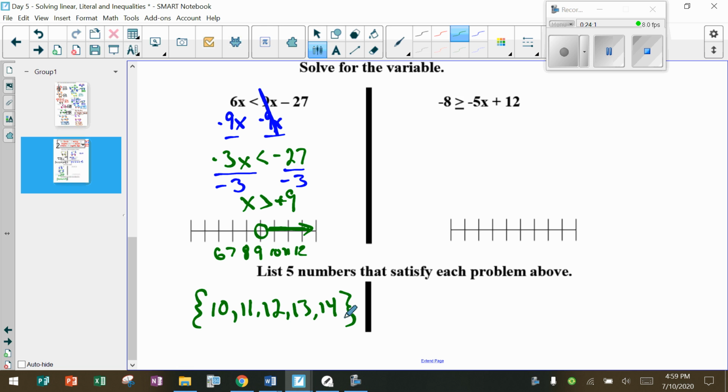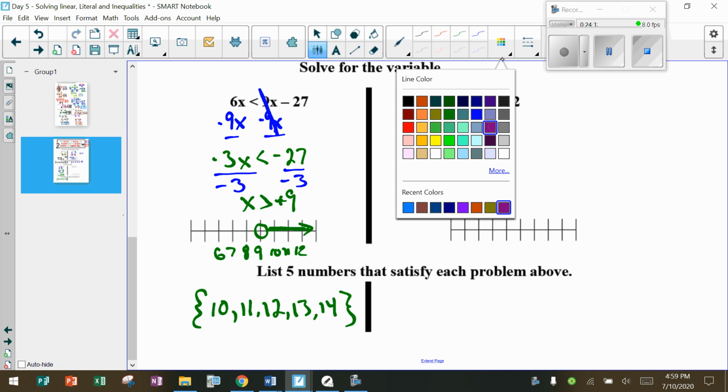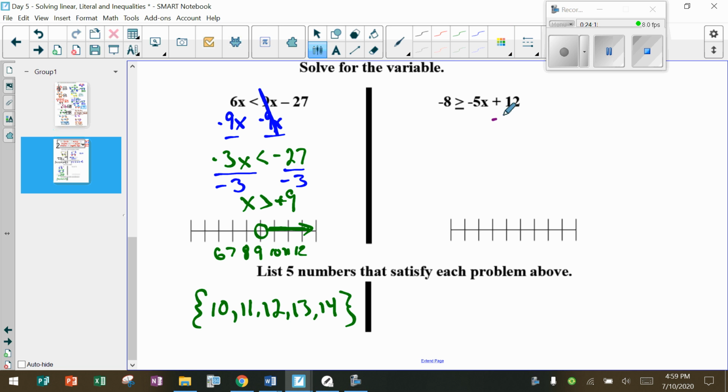The last one. Let's use purple. I want to subtract the 12 from both sides. Divide by 5. Now I'm dividing by a positive number. -20 divided by 5 is -4. Since I'm dividing by a positive number, my inequality sign stays the way it was. X has to be smaller than -4.